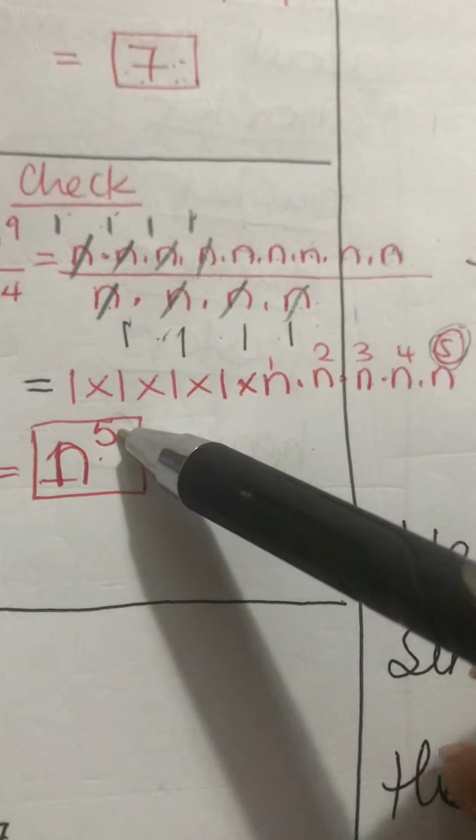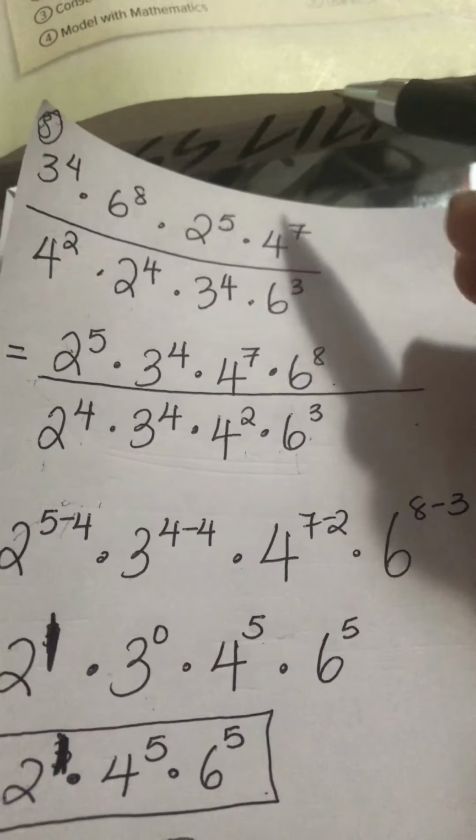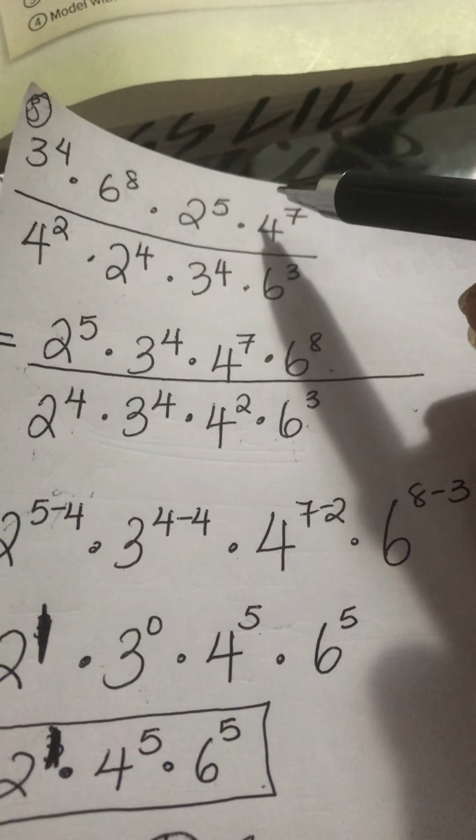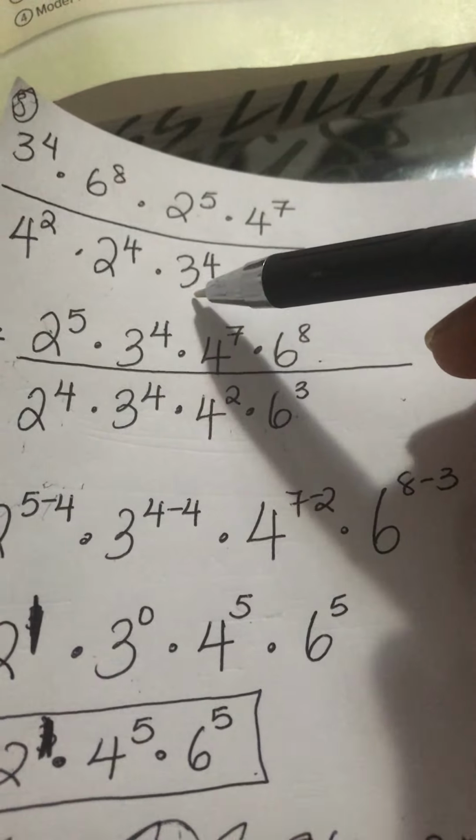So here you have your question, and they tell you to simplify. What I would love to do is arrange my powers from least to greatest, both in the numerator and in the denominator, because now they're everywhere. My smallest power, the power with the smallest base, is 2 to the 5th power, so I'll start with that. Then I will do the 3, and then the 4, and then the 6.